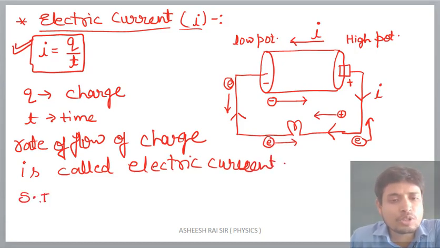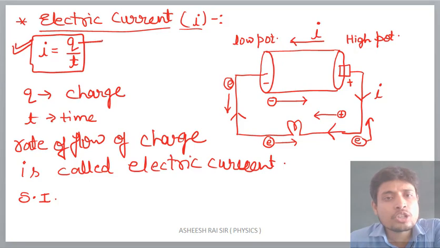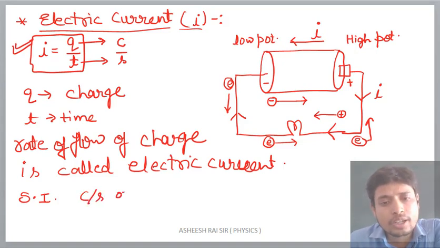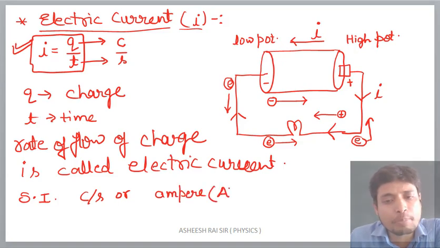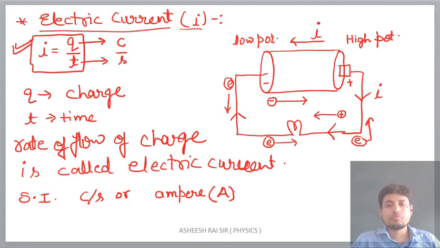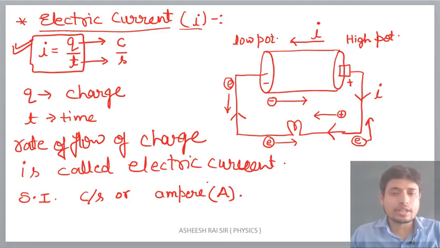The SI unit of electric current: Q has the SI unit coulomb, T has the unit second, so coulomb per second, or it is also called the ampere, denoted by the capital A. Ampere is the SI unit of the electric current.